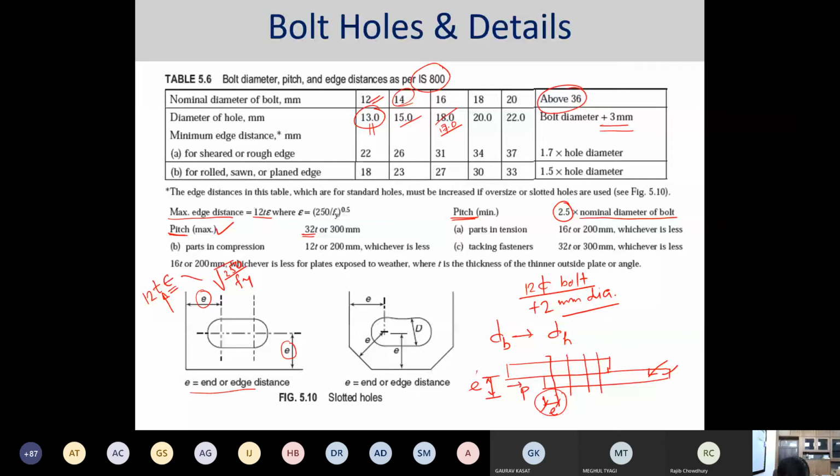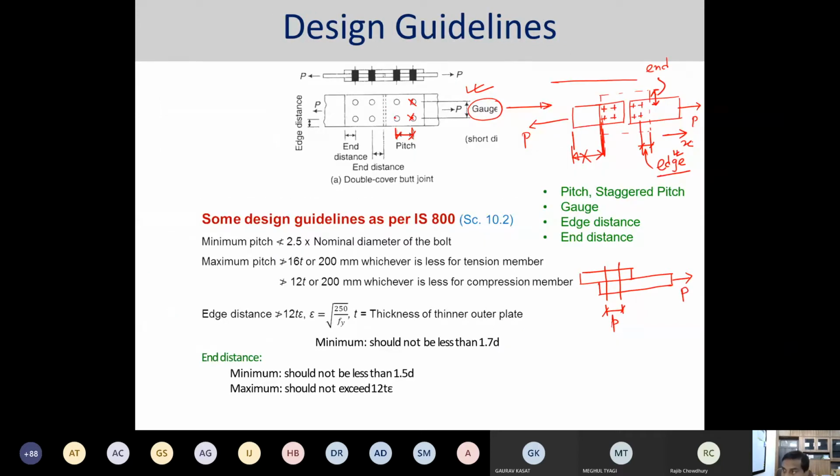So here, what is being asked? Okay, Rahul has another question. One of the slides and what you drew are contradictory. Okay, so you are saying that this is contradictory. This is the edge distance and this one should be the end distance. This one should be the end and this one should be the edge.